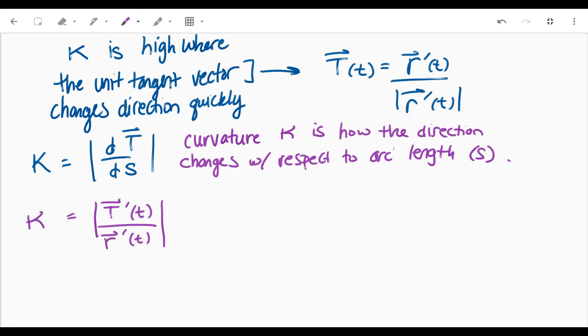But there's another important formula for you to know. So let's get an example here.